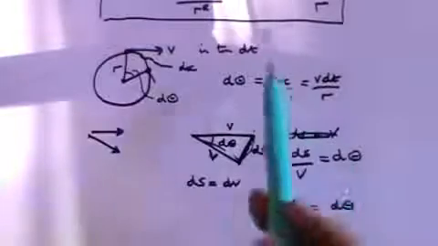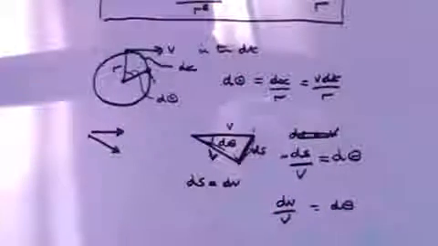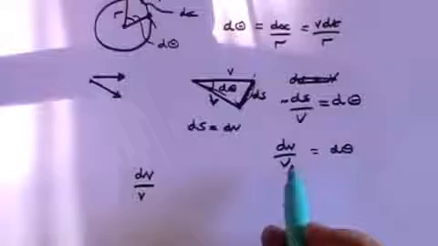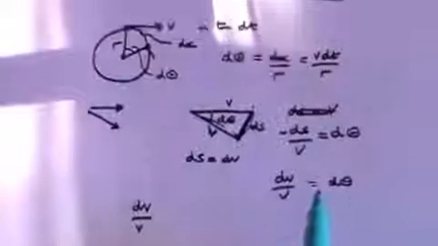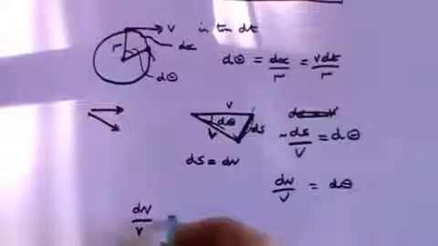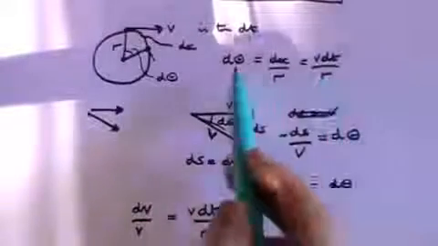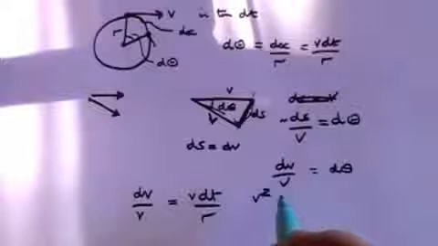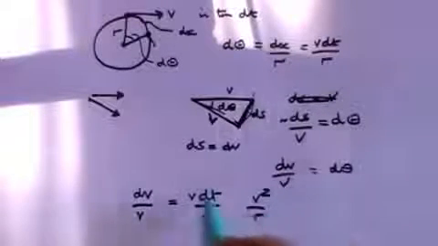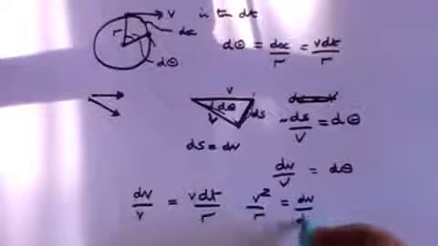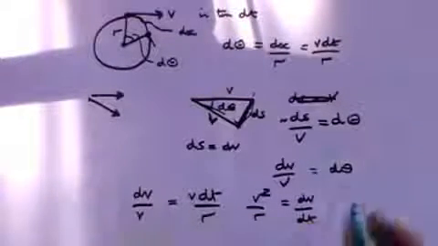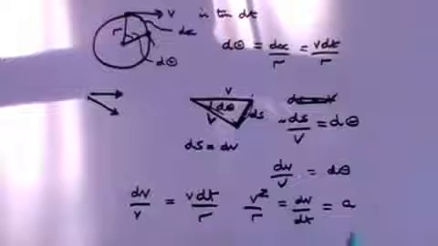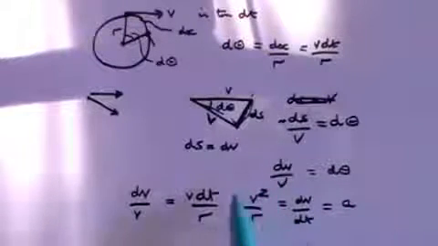Well, now we can equate d theta there to d theta there, which means that we say that dv divided by v, which is d theta, is equal to v dt over r, which also equals d theta. And this means that if we bring v up here, we get v squared divided by r, bring the dt down here, equals dv by dt. But what is dv by dt? Velocity divided by time is acceleration. And so the acceleration is equal to v squared over r.